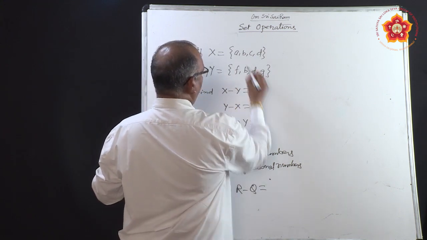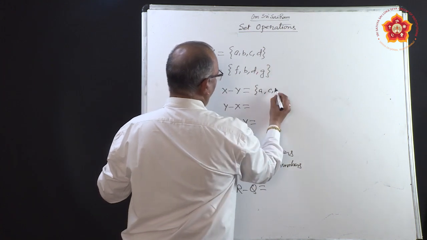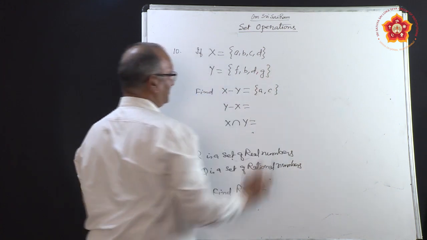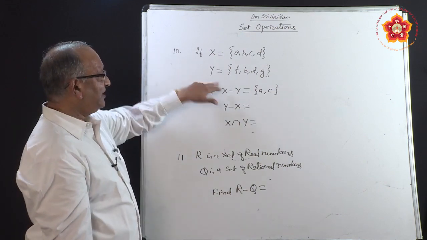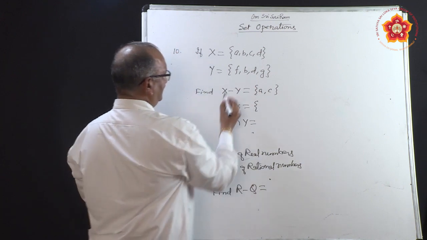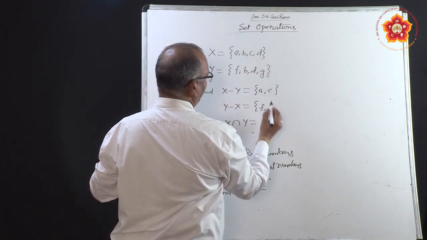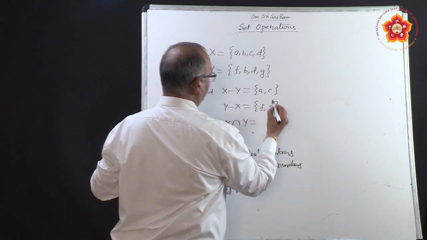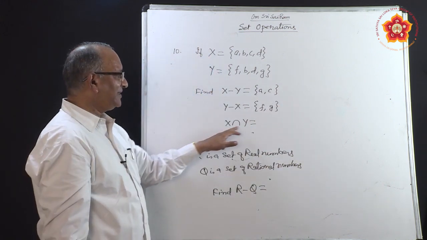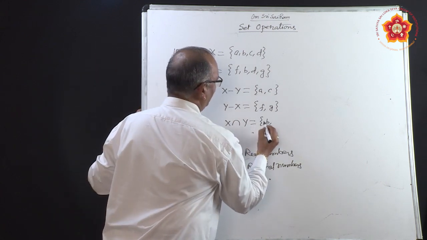A, B is there in that, so we cannot take. C, D is there, so we cannot take anything more. So this is X difference Y. He says find Y difference X, elements which are in Y but not in X. So we have F, B is present, so we cannot take, D is present, we cannot take, and then we have G. And then finally he says find the intersection, the elements which are present in both. So we have B and D.